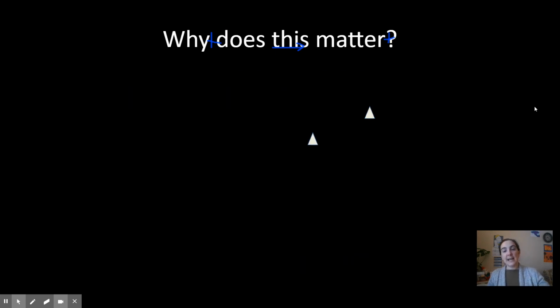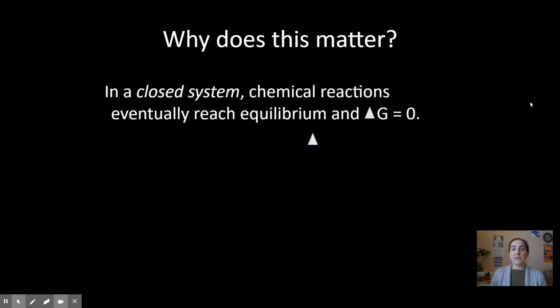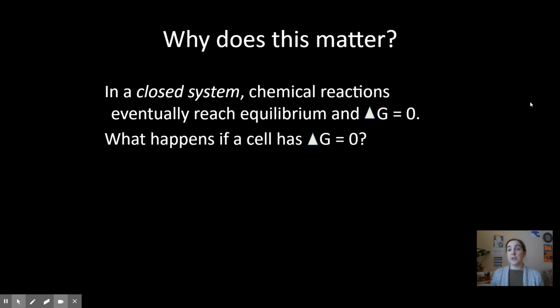So last bit today to kind of wrap this up. The reason this all matters is that in a closed system, so a closed system means like an enclosed beaker or test tube, something where nothing's coming in and nothing's going out, chemical reactions eventually reach equilibrium, and the change in stored energy and free energy equals zero.